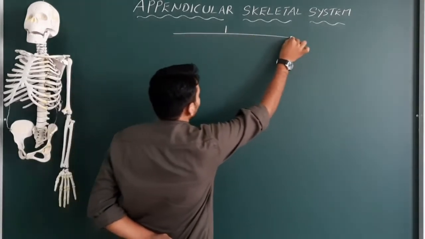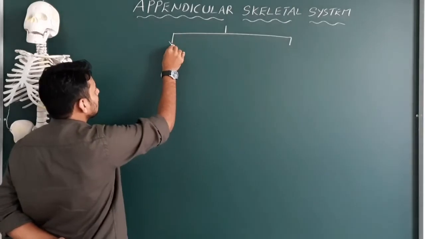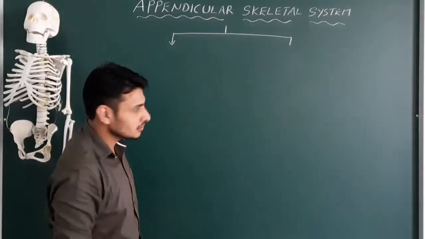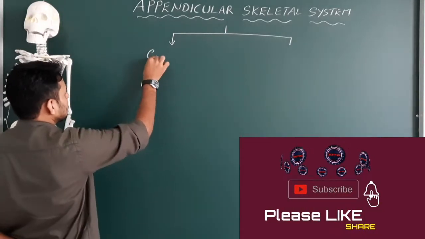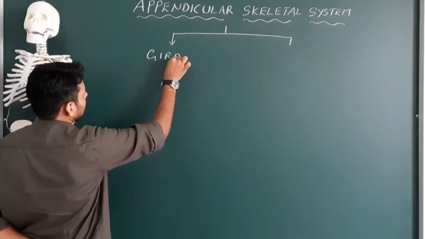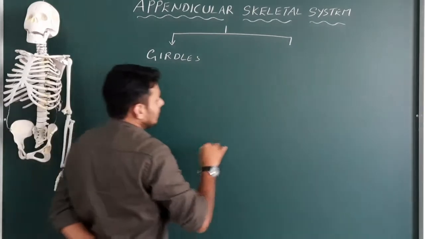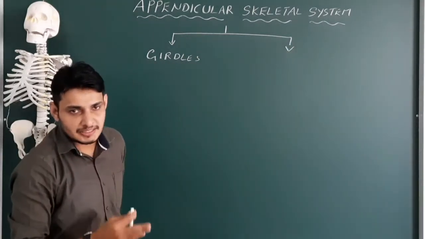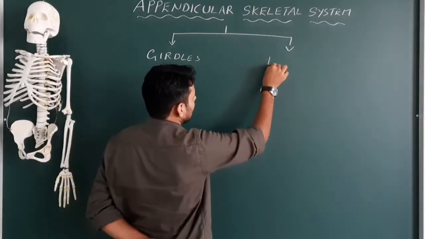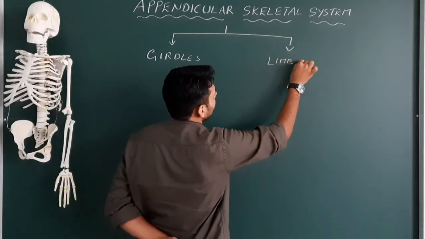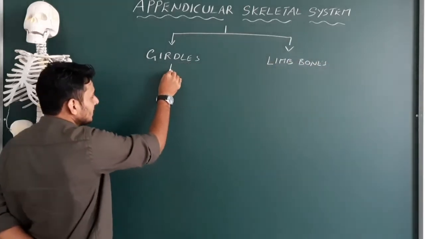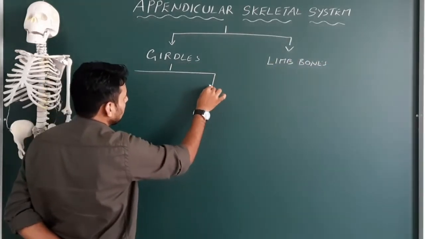The appendicular skeletal system is now classified or divided into two important types or parts. The first part is the girdles, whereas the second part is the limbs, the bones present in the limbs. So we just write limb bones. And the girdles again can be classified into two types.